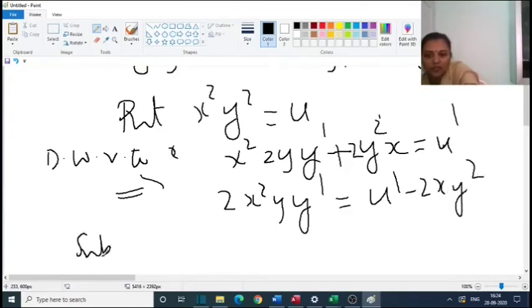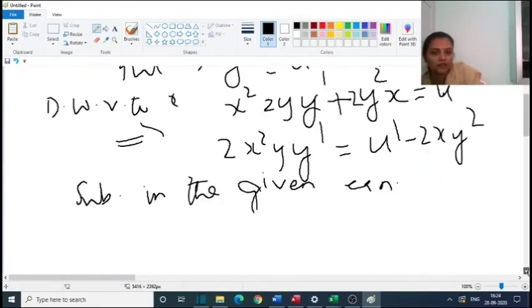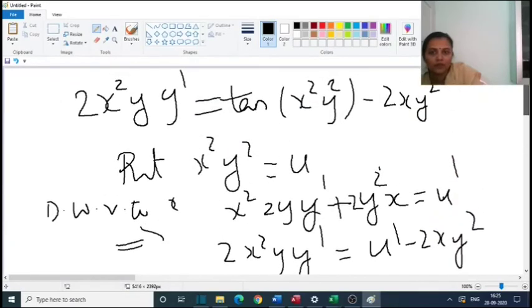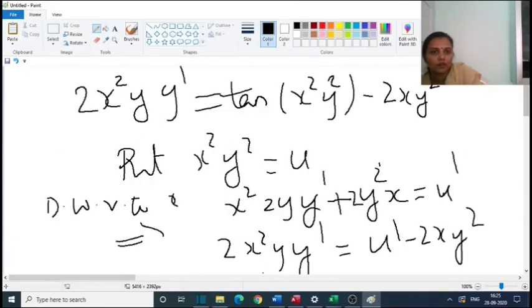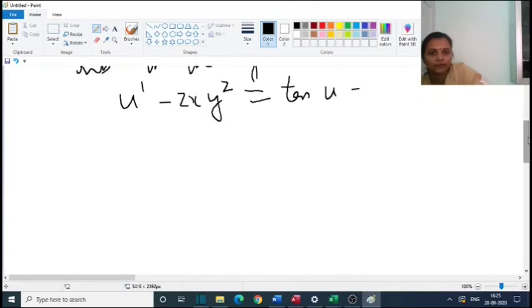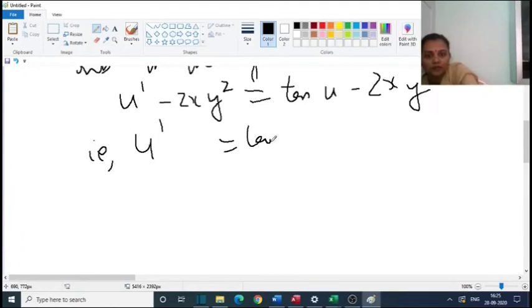Substitute in the given equation. That is u dash minus 2xy square, over 2x square, is equal to tan u minus 2xy square. So 2xy square and 2xy square cancel. That is u dash is equal to tan u, or du by dx is equal to tan u.